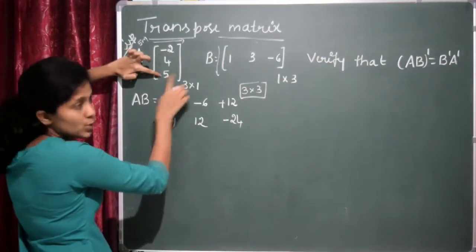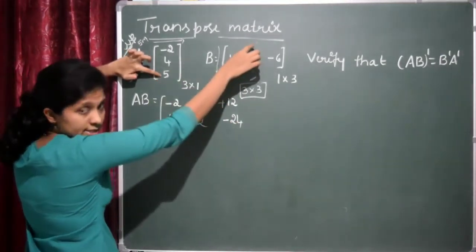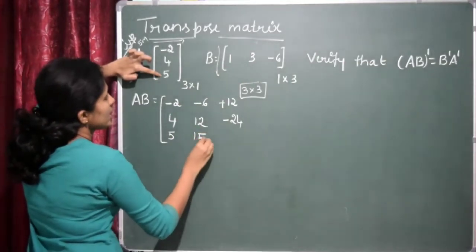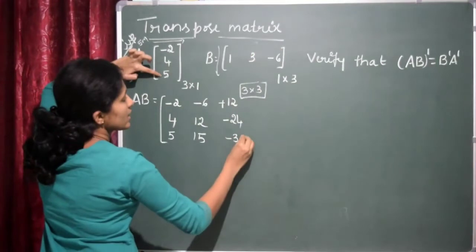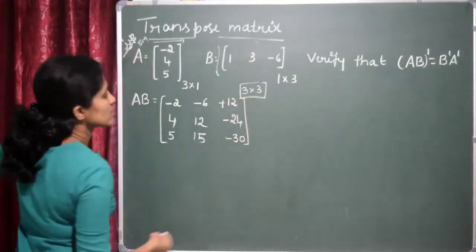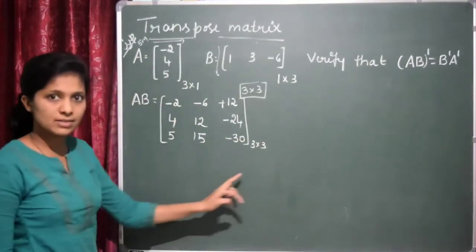And this is third row, first column, it is 5. So third row, second column, that is 15. Last, third row and the last column, that is minus 30. So clear? This is the value of AB. So this is the matrix of order 3 by 3.